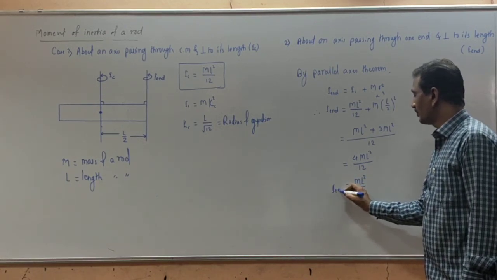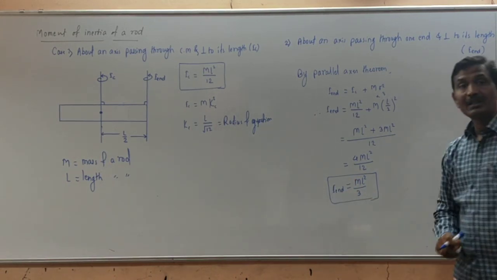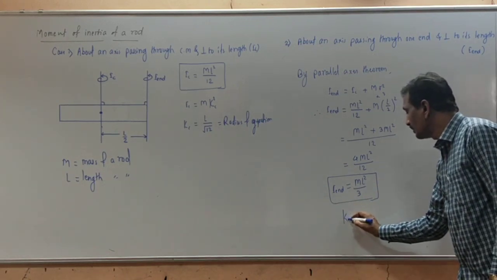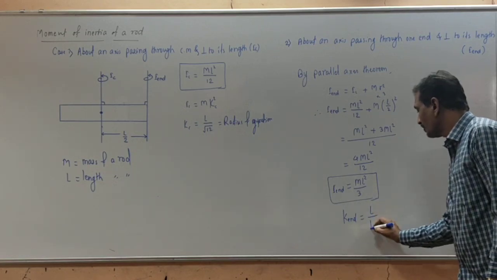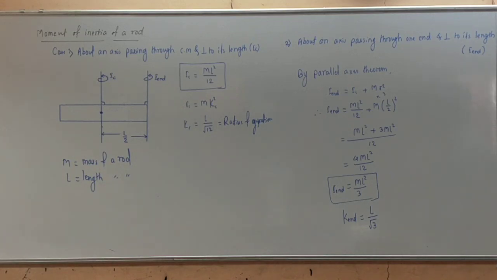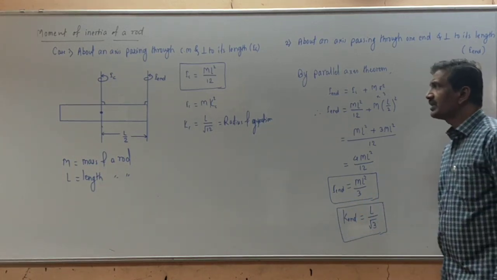So the formula for moment of inertia about one of its ends is what? ml square by 3. What is its radius of gyration? Its radius of gyration is obtained by comparison. So L square by 3 is the value of k square, and hence k is what? L by root 3. So these are the two cases.